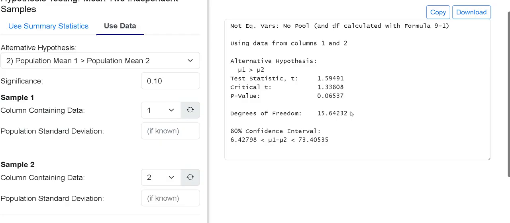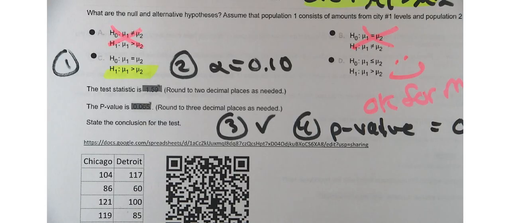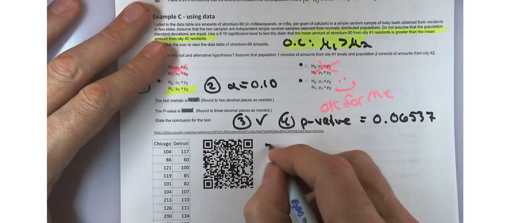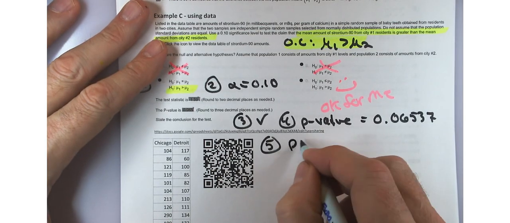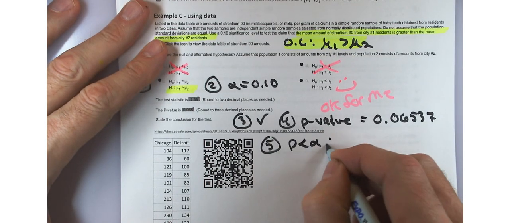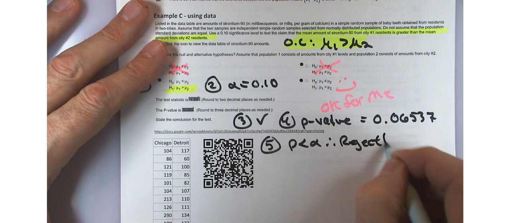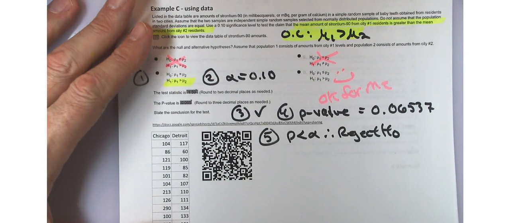All right. What decision does that give us? What are we going to do here for step 5? P-value is less than alpha. Therefore, what? Reject H naught. Awesome. Reject H naught. Perfect.